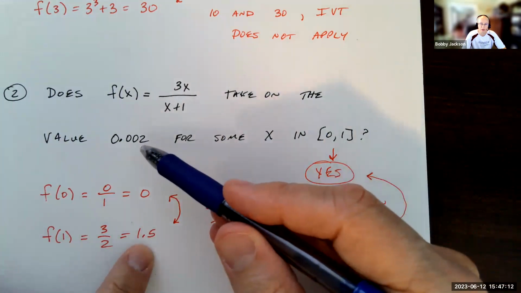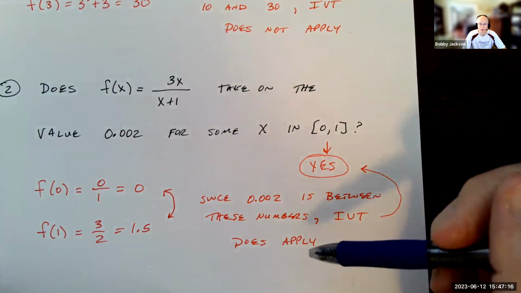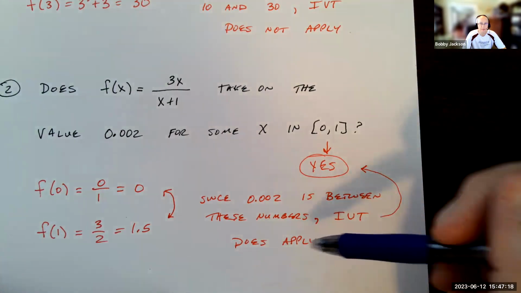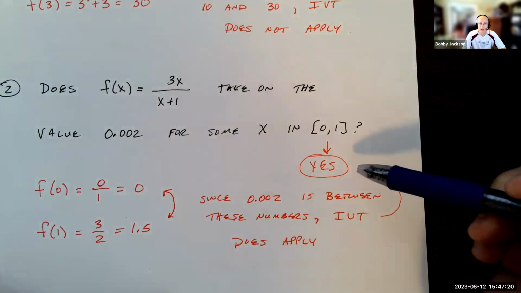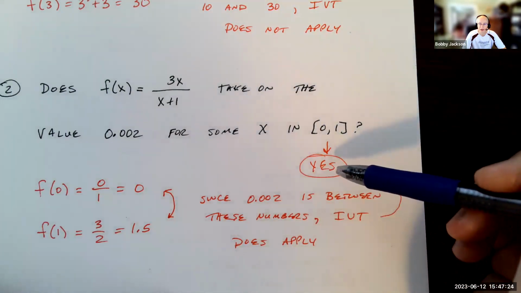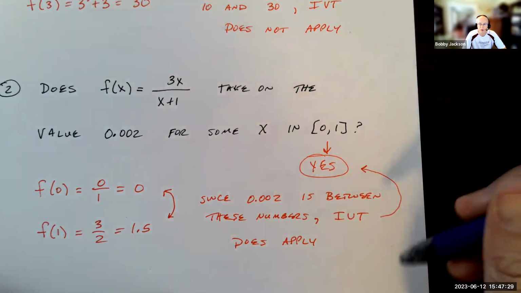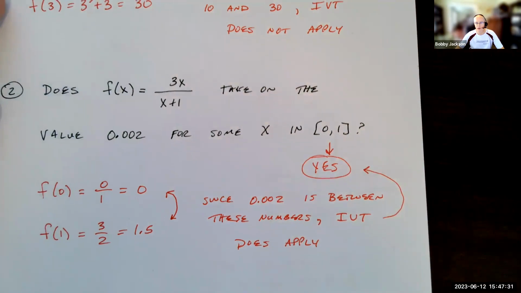Since 0.002 is between 0 and 1.5, the intermediate value theorem does apply. And therefore, we know the function does take on this value for some x in this interval. At least one value x in this interval. Okay, so that's all there is to it for the intermediate value theorem.